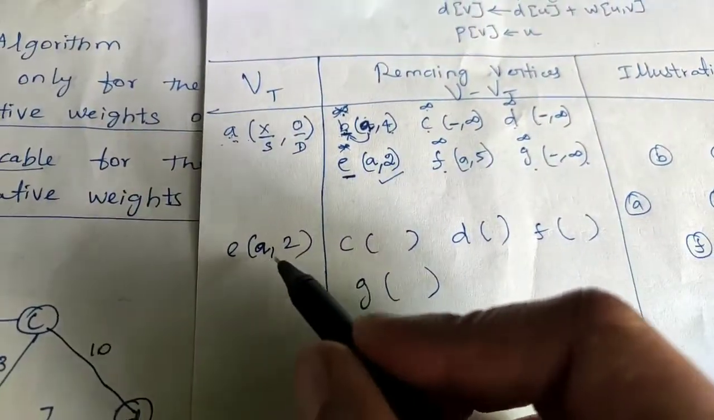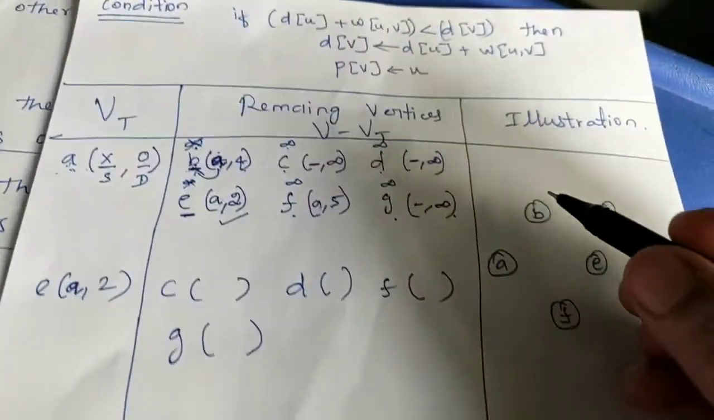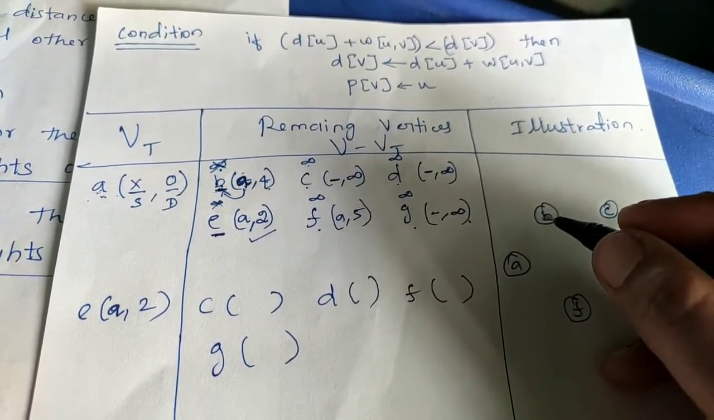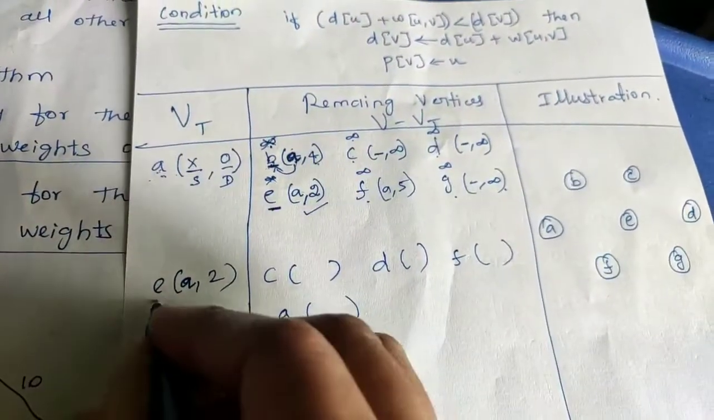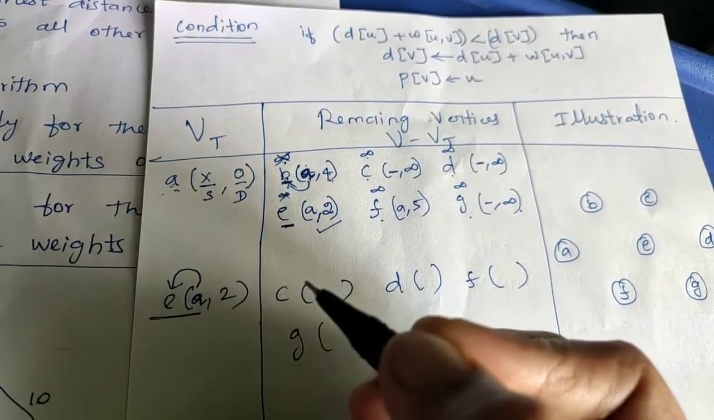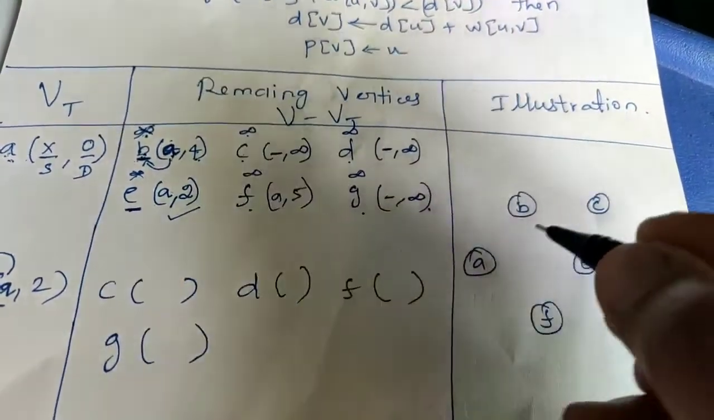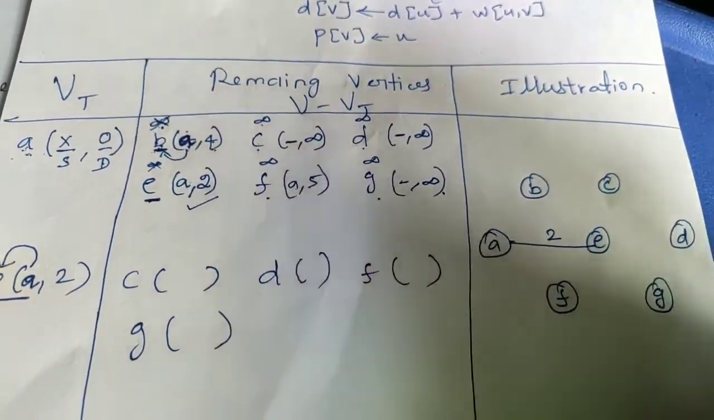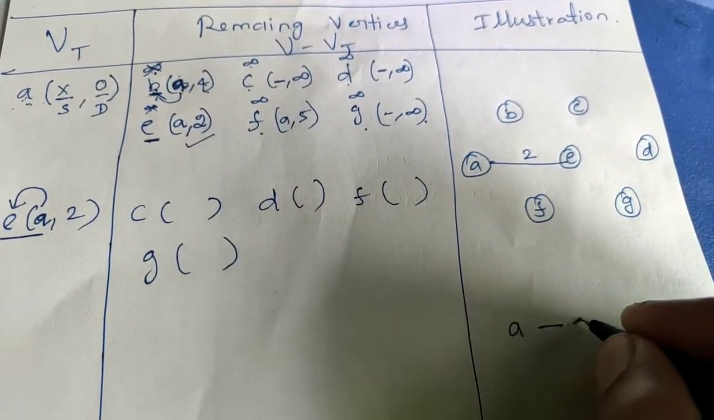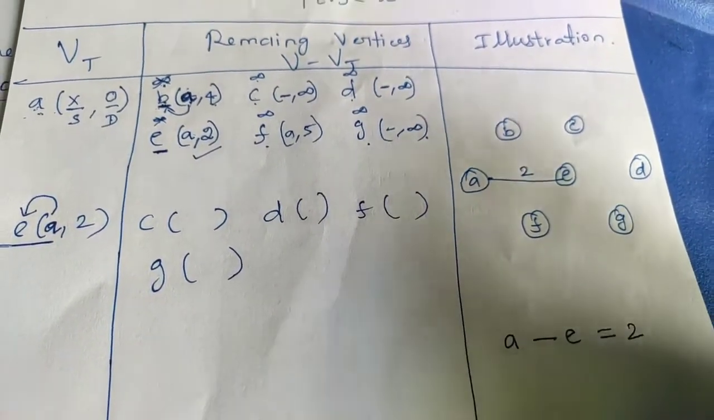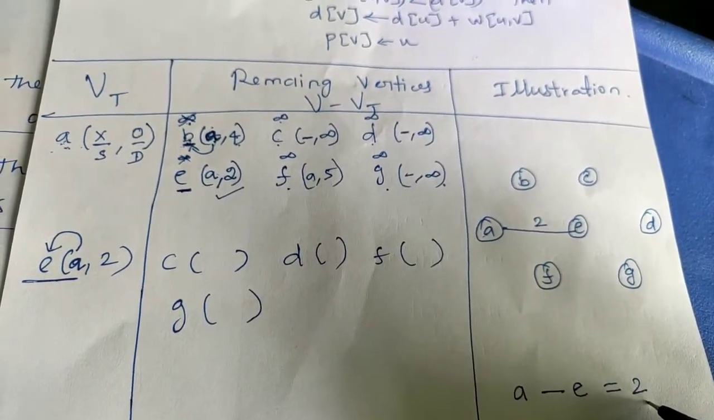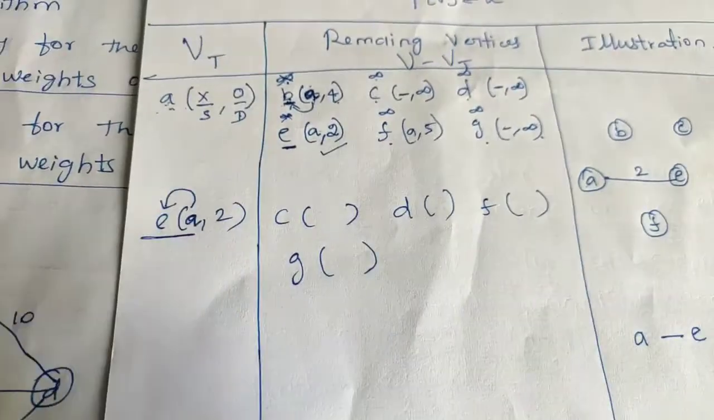Now see, I have got this as the tree vertex. So go to your illustration column, include the vertex, include the edge from A to E. From where to where I need to include an edge? From A to E, I have an edge in the illustration column. So A to E with the distance 2. So write down from A, E has been visited directly with the distance 2. Okay. So similarly, we are going to visit all the other vertices.